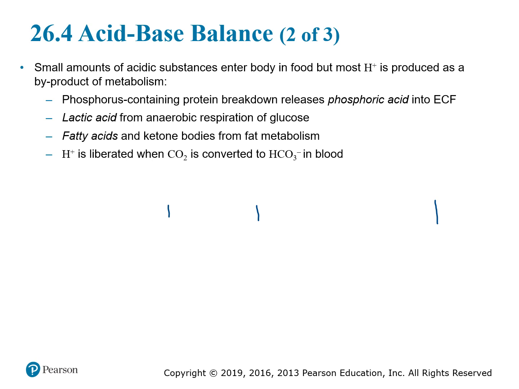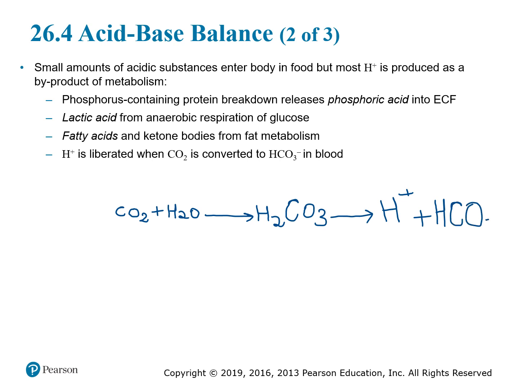the environment. And then we have hydrogen ion which is liberated when carbon dioxide is converted to bicarbonate in the blood. The reaction we are all familiar with. Let's write it down here. Carbon dioxide plus water converts into H2CO3. H2CO3 is also a weak carbonic acid, we know, and this reaction is reversible. It can go in either direction, remember. So this is also one of our sources of hydrogen ion.